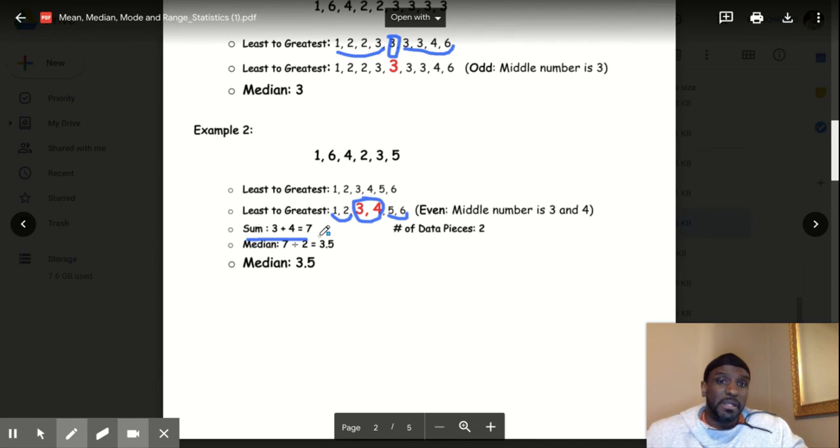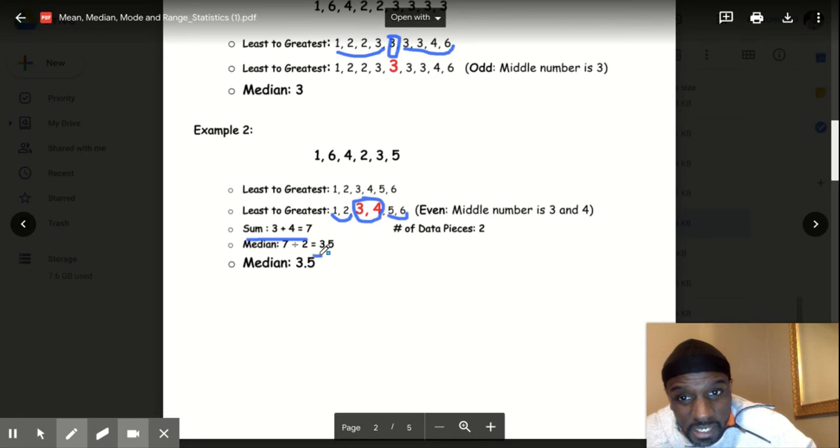Okay, cool with that, Mr. Hunt. Now, how many data pieces do you have? I have 2 numbers. So the sum of those 2 numbers is 7, and I have 2 of them, so divide by how many numbers you have. 7 divided by my 2 middle numbers gives me a median of 3.5. So this is what you do when you have an even set of numbers, okay?